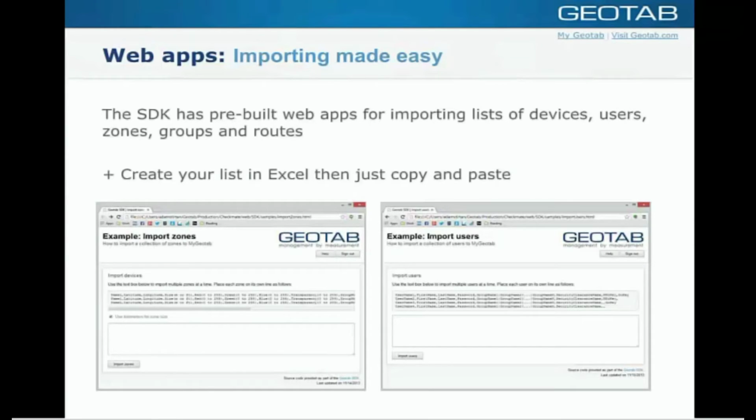So a great way to synchronize a list in Excel would be to use one of these things that we already have for you, drop in your Excel, and then all of your things are already created for you on Geotab.